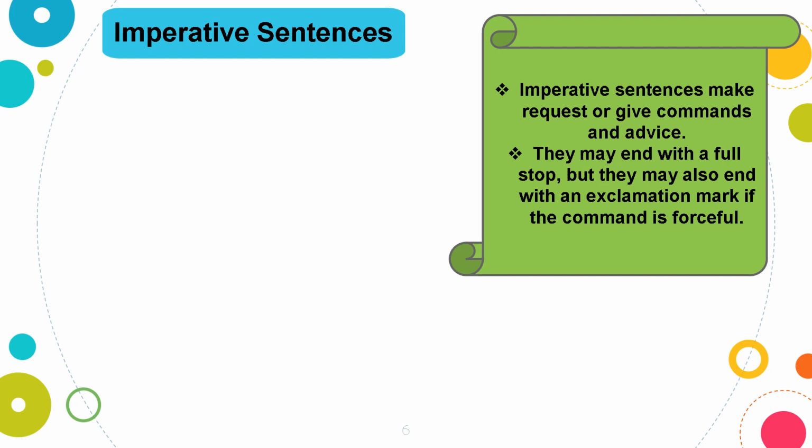The next type of sentences are imperative sentences. These sentences make a request or give a command or advice. They may end with a full stop, but they may also end with an exclamation mark if the command is forceful.